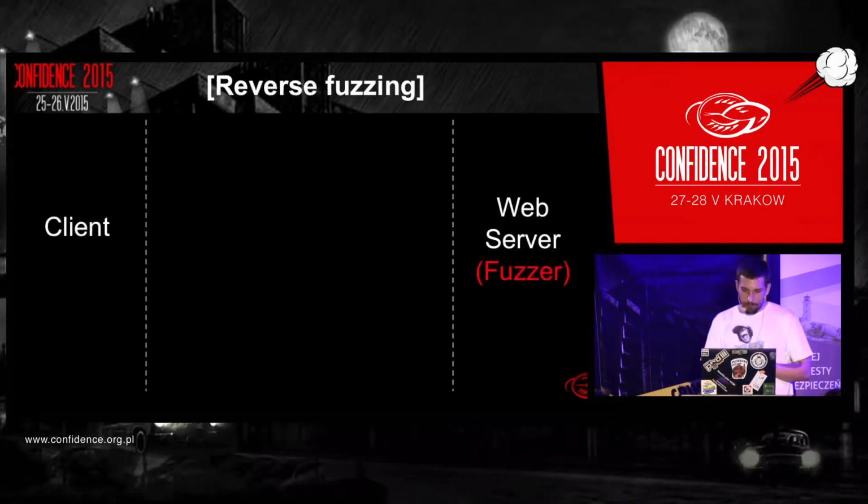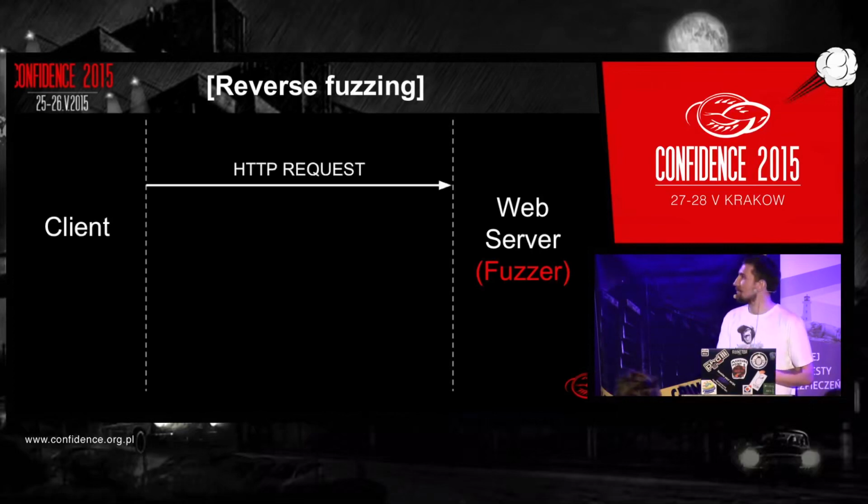The second approach is so-called reverse fuzzing. The main concept of reverse fuzzing is to send fuzzed data in the response to a valid request from, for example, a client or an HTTP proxy, and so on. So the process looks a little bit different from straight fuzzing and looks like this.